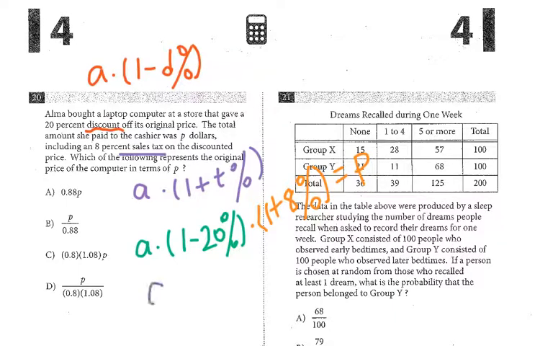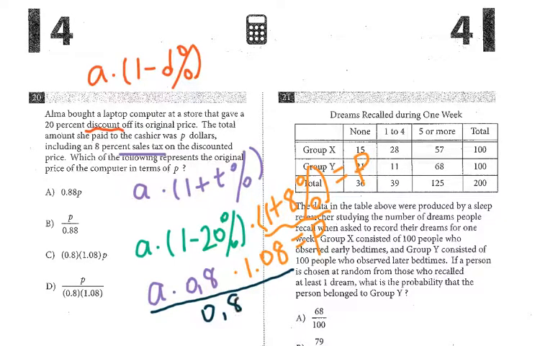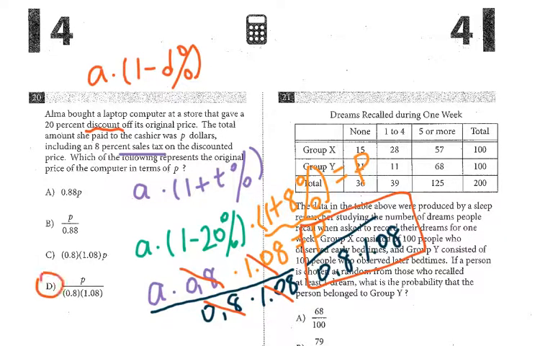Therefore, I can get A times 0.8, then multiply 1.08, equals P. We're looking for A, therefore we divide both sides by 0.8 and also 1.08. Then you can get A. This is the answer. So D will be the answer.